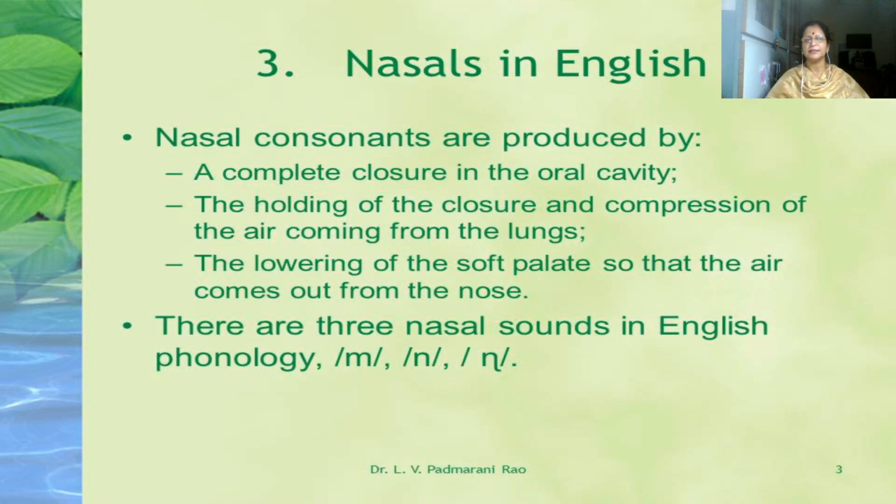There are 3 nasal sounds in English. One is m, where the 2 lips are involved in the closure of the oral cavity. The other is n, where the tip of the tongue touches the teeth ridge to close the oral cavity. And the third is ng, where the back of the tongue makes a firm contact with the soft palate, or the tip of the soft palate called the velum, in order to close the oral cavity. In the Indian languages, we have 5 nasal sounds.